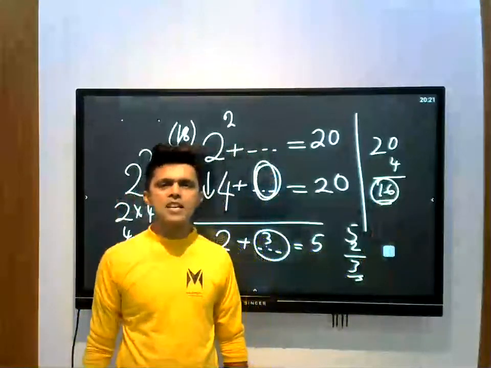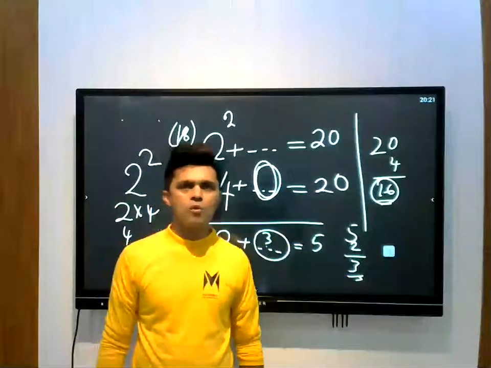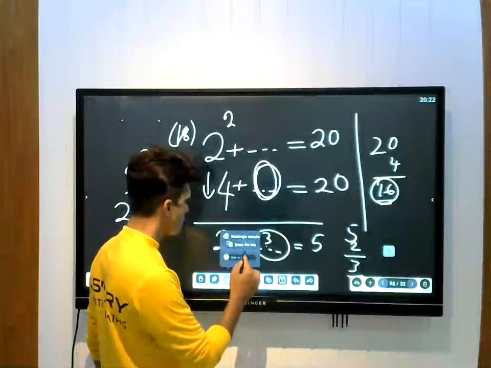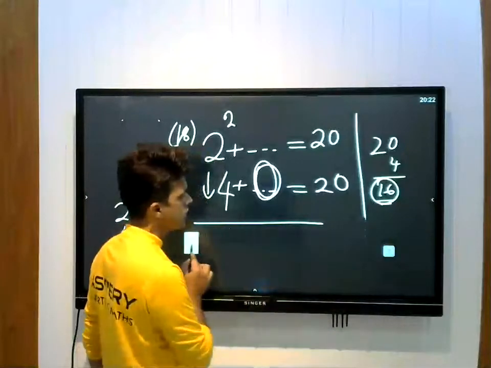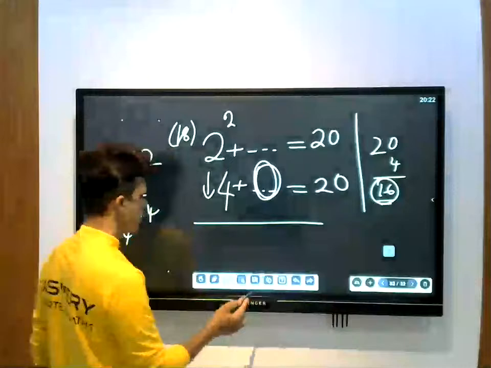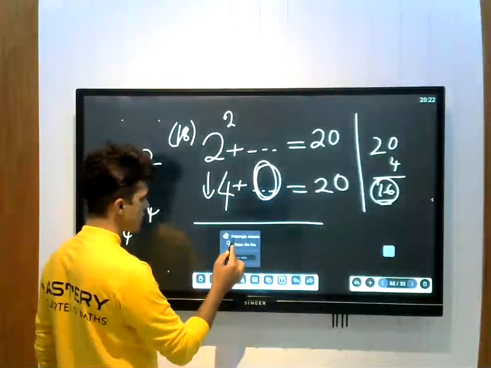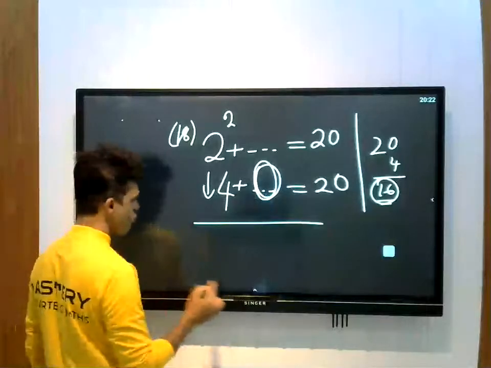This value should be kept in index form. 16 should be kept in index form. How can you do it? There are two ways of writing this 16 in index form.